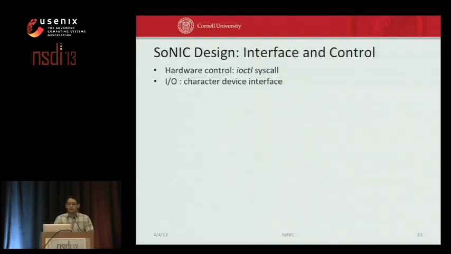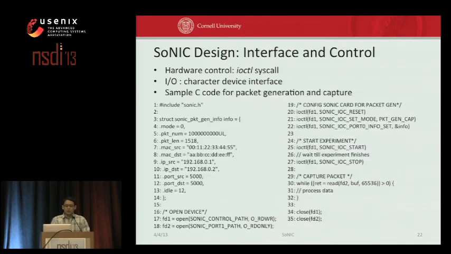So SoNIC exposes an interface for user space applications, such as an IOCTL system call for hardware control, and a character device interface for communicating data in and out of the kernel space. And here is a sample C code for packet generation and packet capture of SoNIC. I'm not going into details of this source code, but what I'm going to tell you about is this small interface that allows users to control the interpacket gaps between packets in the number of idle characters.